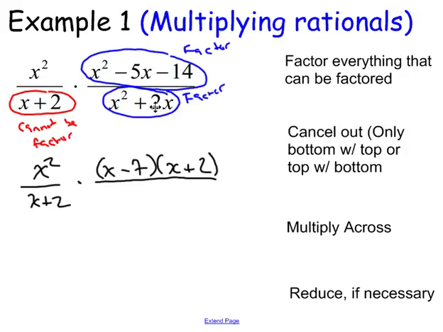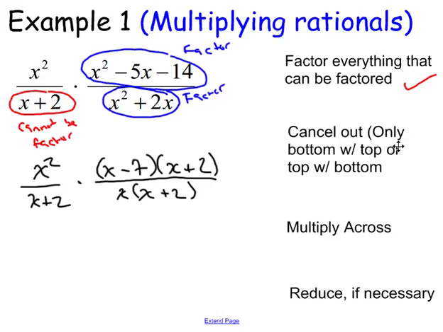To factor this, I need 1 set of parentheses, 1 bubble. And on the outside, I'm going to have x. x times x gives me x squared, and x times 2 gives me 2x. So that was step 1. All that work right there was step 1.